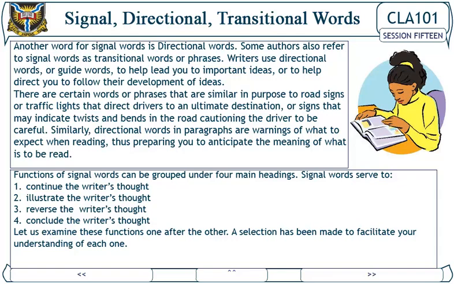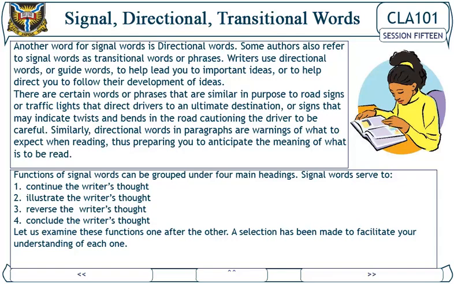There are certain words or phrases that are similar in purpose to road signs or traffic lights that direct drivers to an ultimate destination, or signs that may indicate twists and bends in the road, cautioning the driver to be careful. Similarly, directional words in paragraphs are warnings of what to expect when reading, thus preparing you to anticipate the meaning of what is to be read.